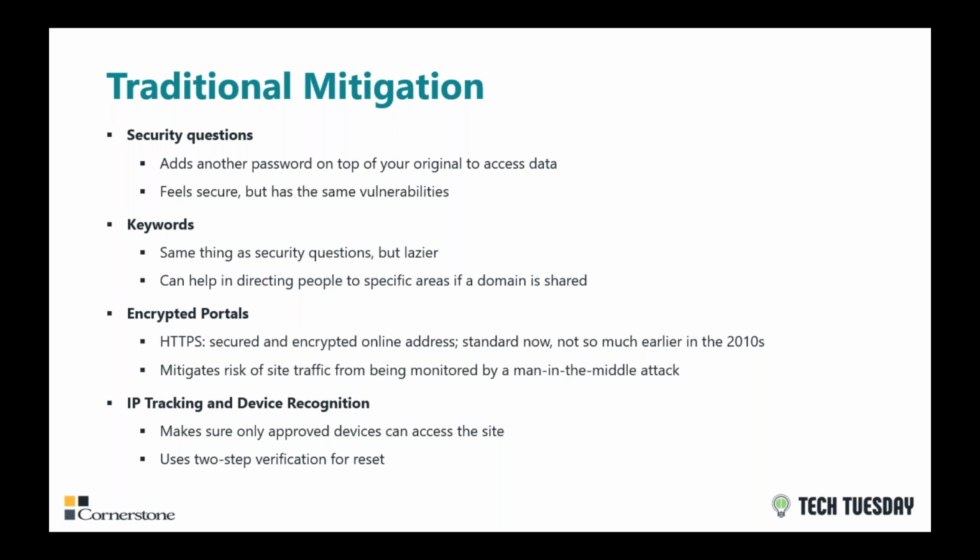And lastly is IP tracking and device recognition, which actually sets the stage for our main topic today: two-step verification and two-factor identification. What IP tracking and device recognition does is make sure that only approved devices, or devices that have already logged into a system, have access to the site without verifying other information.